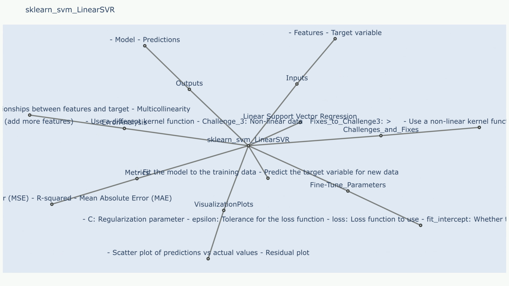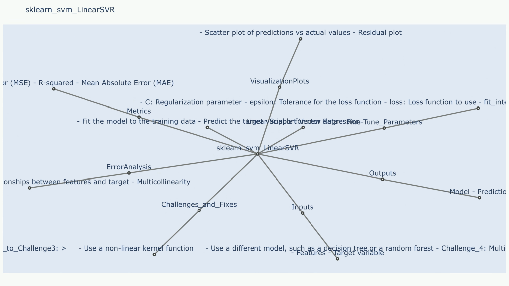Linear SVR is sensitive to the scale of the features. Features with larger ranges can dominate the model, leading to biased results. Sample use case that resulted in challenge 5. You have a data set with features that have vastly different scales. You train the linear SVR model without scaling the features and the model performs poorly.